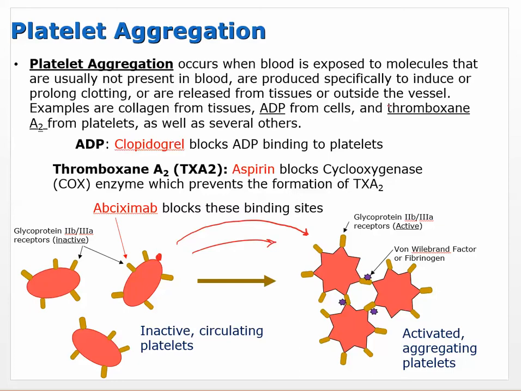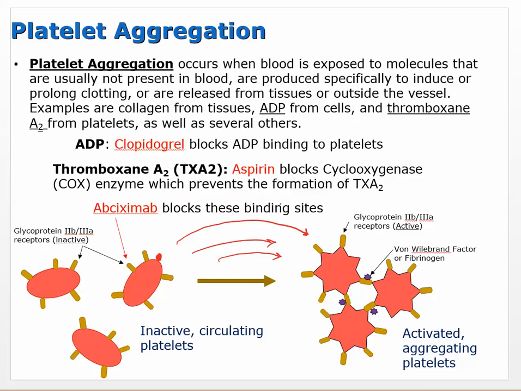When ADP is found, it will bind to these platelets, and that will cause activation of them. Okay. Thromboxane is actually made from platelets. Thromboxane A2 is made in platelets, and that also will increase platelet production, cause some vasodilation, and can contribute to platelet activation and aggregation.